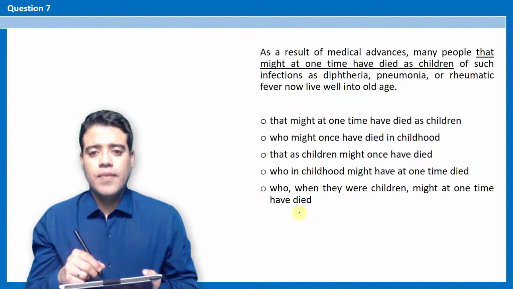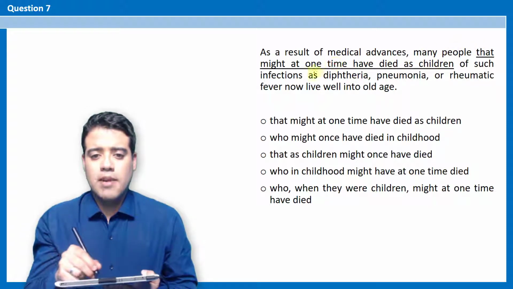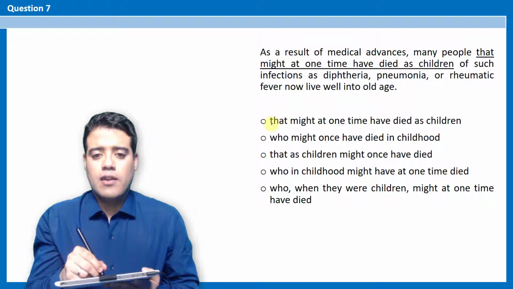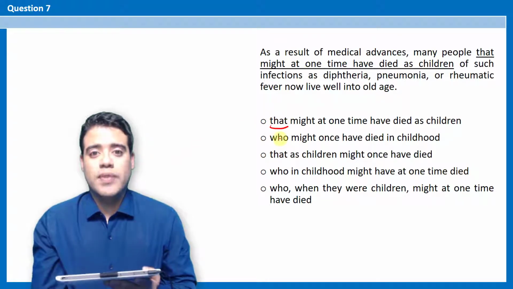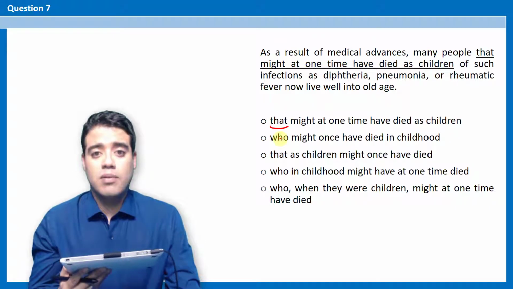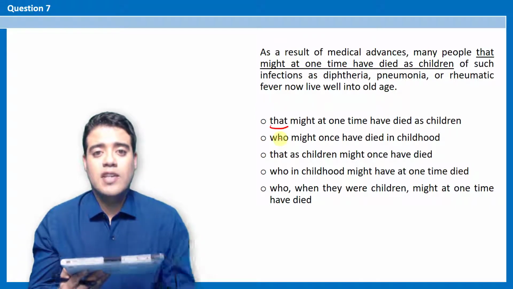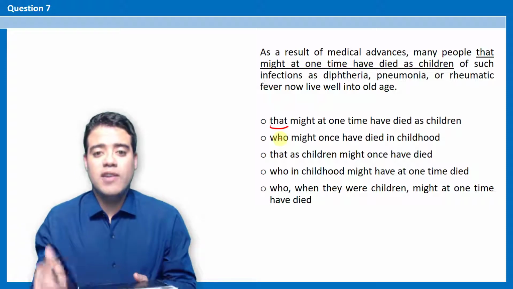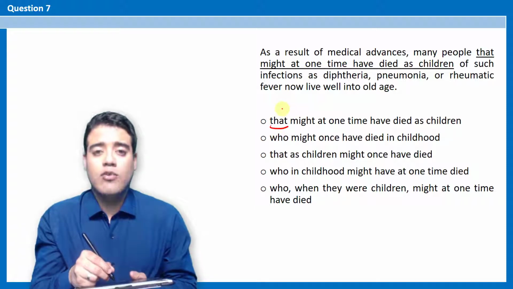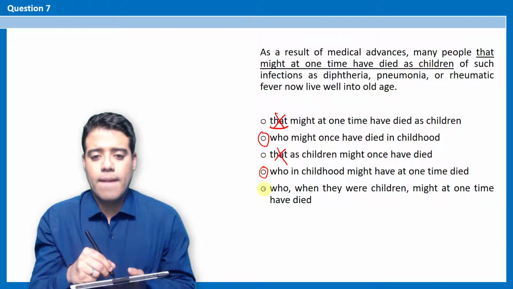Number 7. As a result of medical advances, many people that. Okay, be careful. The relative pronoun that, the same with which, can only refer to things, animals, but not people. Okay? In the GMAT, we use who to refer to people. You can say that's the more formal way of using it. In real life, you could use that to refer to people, but again, in the GMAT, avoid that. Don't use that for people, we need who. So we still have 3 left.